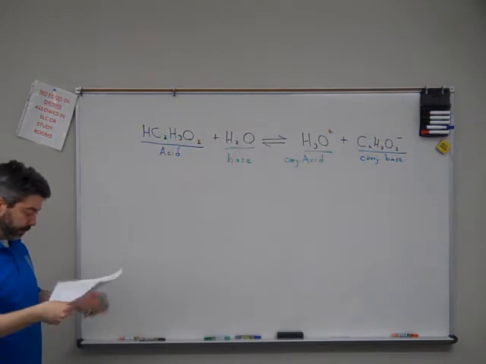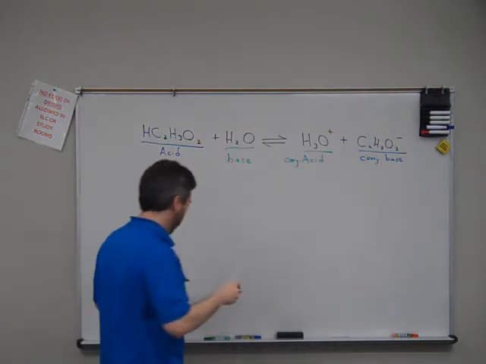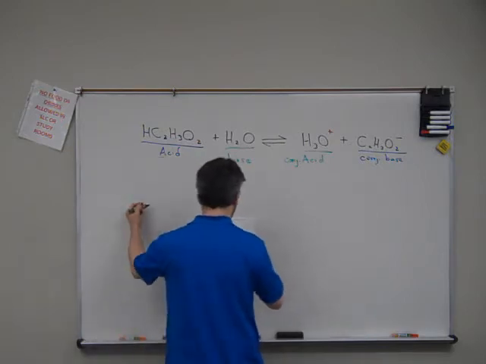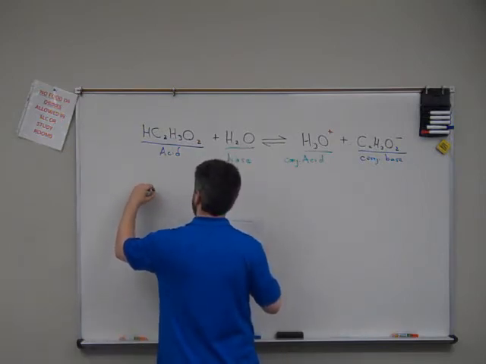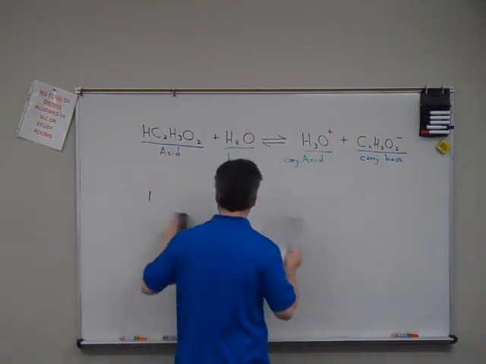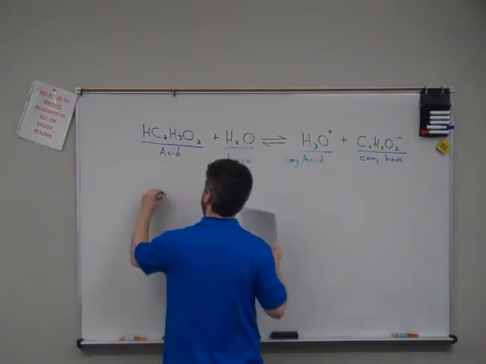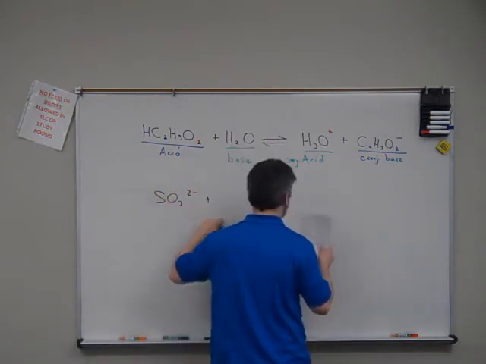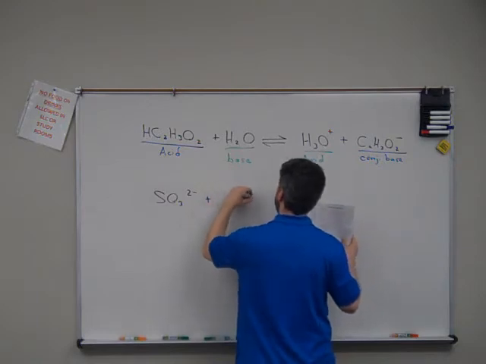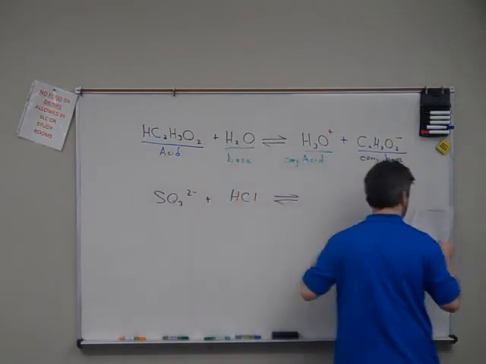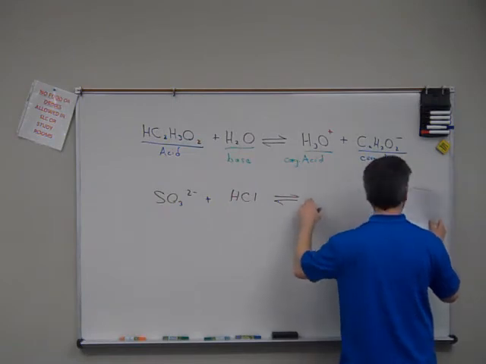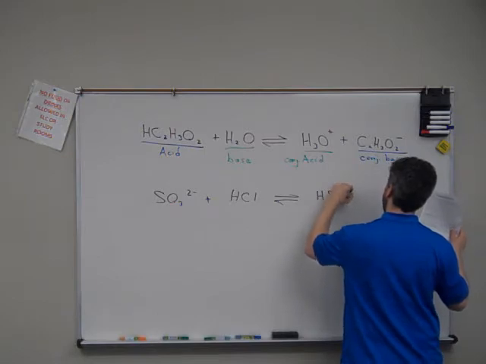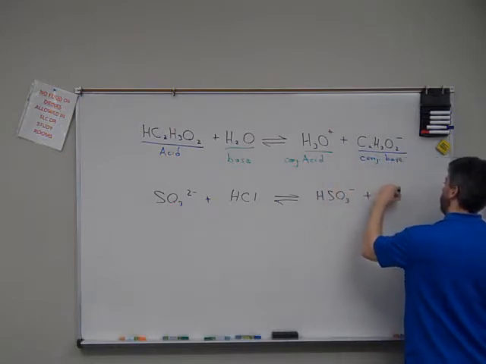Let's take a look at the next reaction. It says SO3 2 minus reacts with HCl to form HSO3 minus and Cl minus.